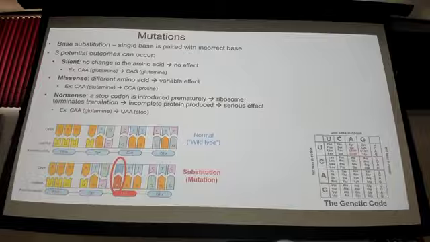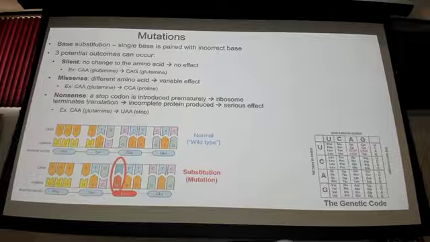Mutations, we talked about a couple different types of mutations. The first one was substitutions, single base substitutions. A couple different consequences of whether or not the resulting amino acid would be affected if we had a single nucleotide change. And it depends a lot on which position in that codon is affected.